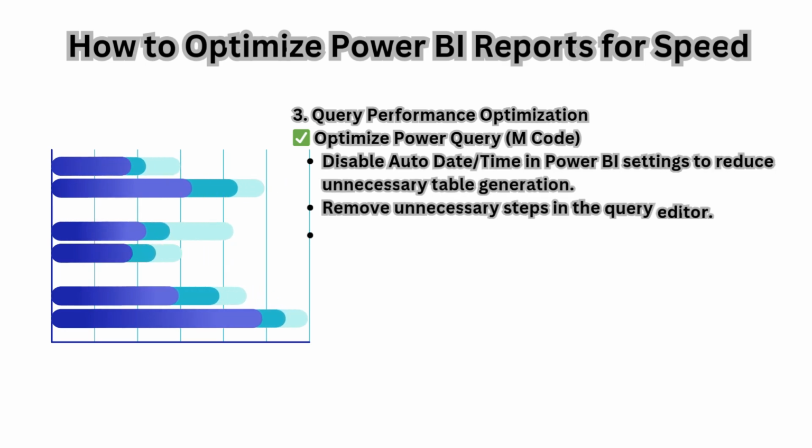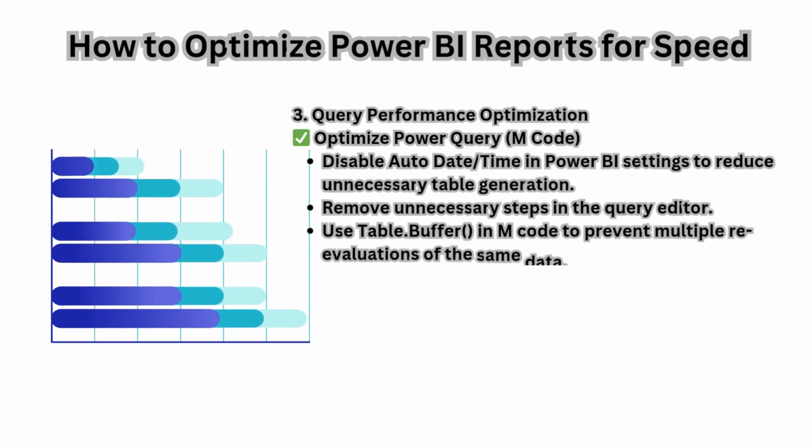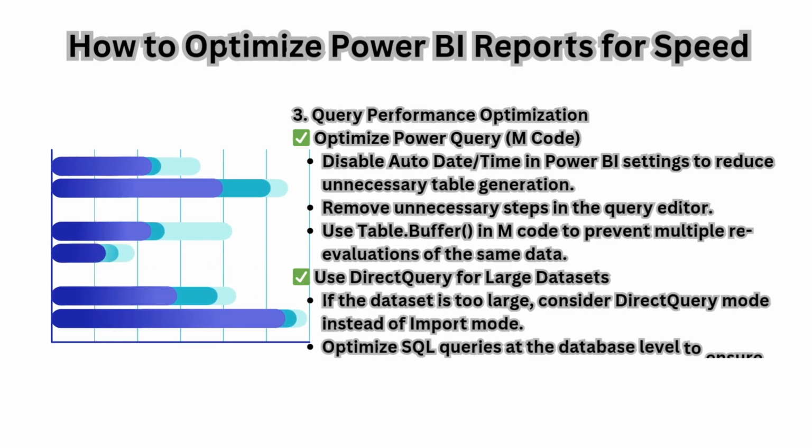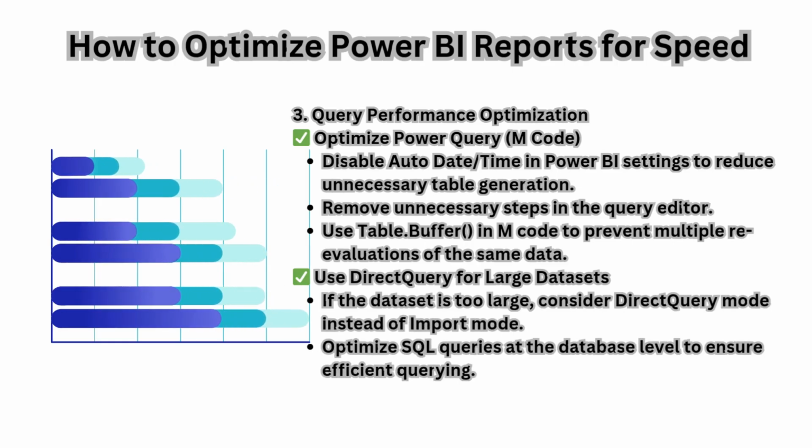3. Query performance optimization. Optimize Power Query M code. Disable auto date/time in Power BI settings to reduce unnecessary table generation. Remove unnecessary steps in the query editor. Use Table.Buffer in M code to prevent multiple reevaluations of the same data.